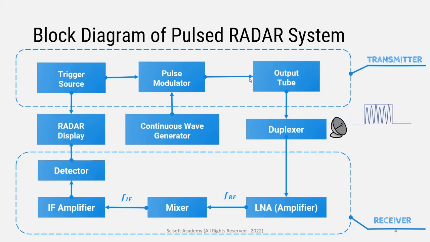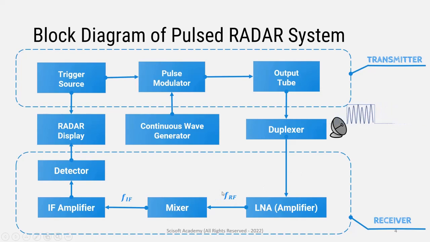Now we will move ahead with the receiver section. When we receive any transmitted pulse back, we are going to receive it in the duplexer section first. That duplexer section is going to give the received pulse to the low noise amplifier. The low noise amplifier is going to minimize the noise and will help us to increase the received signal strength.